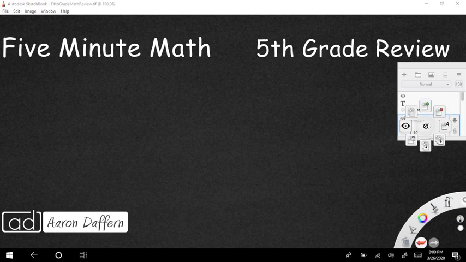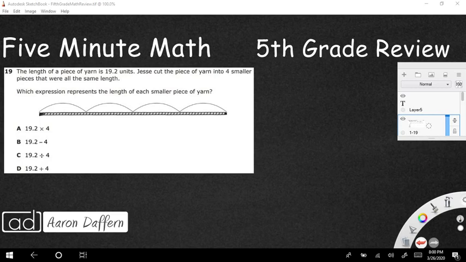So tonight we're going to start with something that seems like a fairly obvious question. This is number 19 on the 2017 STAR release test. But it's not necessarily as easy as it seems because there are no keywords that we would typically associate with division in this particular question. It says the length of a piece of yarn is 19.2 units. That's the only number we have besides our number 4. We have 19.2.